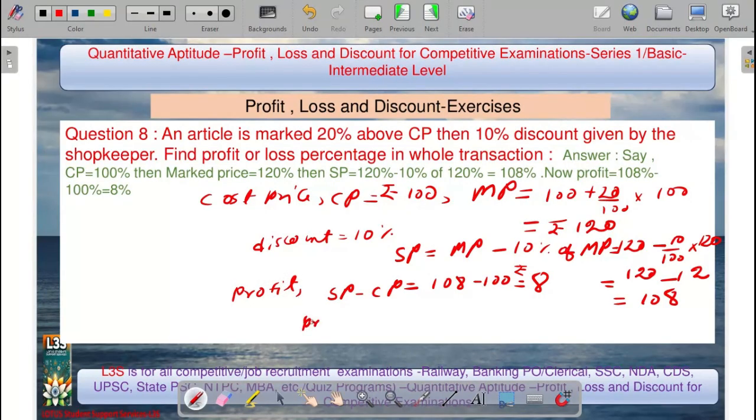So profit percent will be rupees 8 by CP. This is profit by CP into 100%. That is 8 by 100 into 100%. So this 100 cancels, and this will be 8%. So the answer will be 8%.